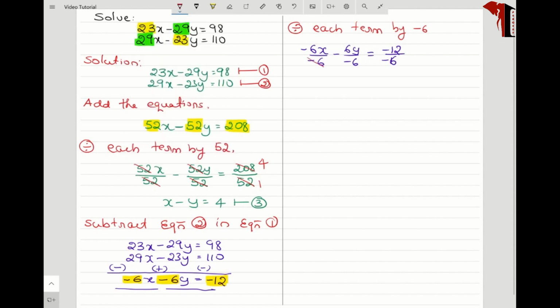Cancel it. So minus 6 cancelled, and minus 6 cancelled. So this negative sign becomes plus. Then minus 6 ones are minus 6, minus 6 twos are minus 12 by minus 6, which is 2. So the next step is going to be x plus y equals 2. This is our equation number 4. Now we are going to solve equation 4 and equation 3.